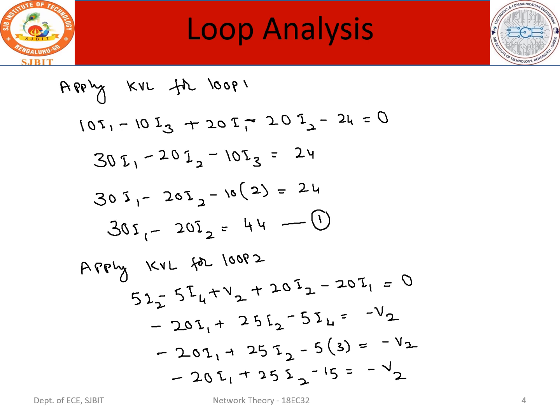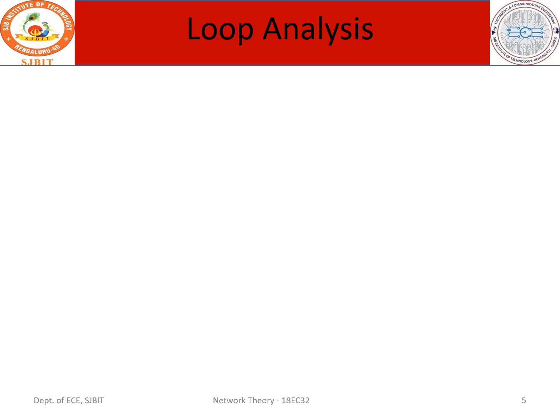So further we can simplify this. We can write it like this: 20I1 minus 25I2 is equal to V2 minus 15. Call this equation 2.